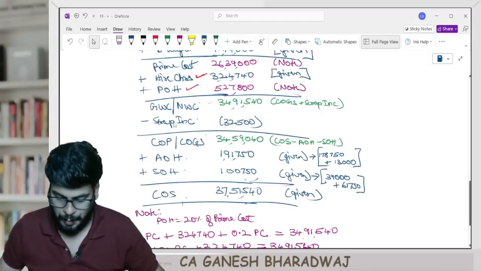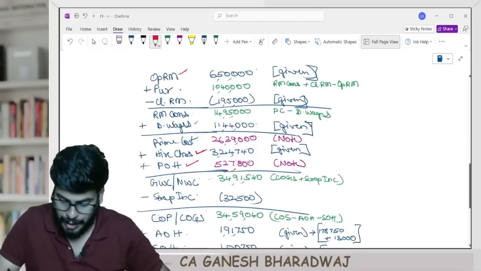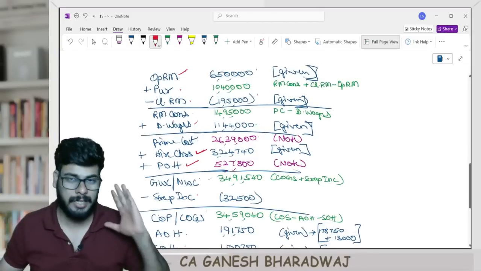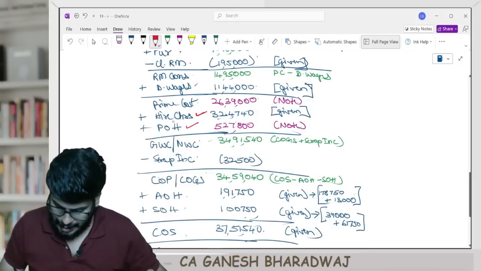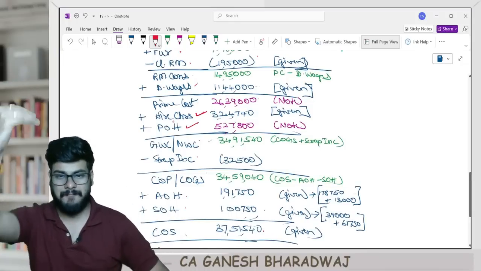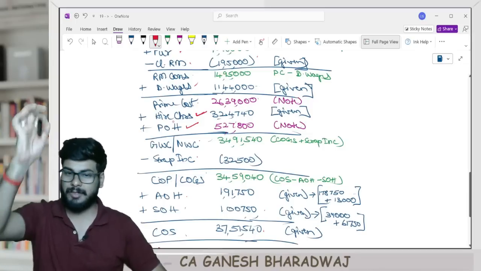Fine. Now what we do? All we need to do is, the blue ink items are all given items. This is how I have done it for the sake of presentation. It will be easy for you to understand. These figures are all given. So we have plugged all the blue ink items, which are the given figures.